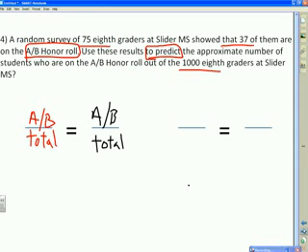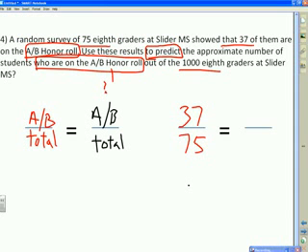All right, so let's look at our first fraction. Well, it's given to us. It says that 37 are on the AB honor roll, and 75 are the total number of students that we asked. And then it says, use these results to predict the approximate number of students who are on the AB honor roll out of 1,000. So we want to predict the number who are on the AB honor roll. We do not know this. This is a question mark. So I'm going to put on top an X because I don't know AB honor roll. But I do know that there's 1,000 students at Slider.